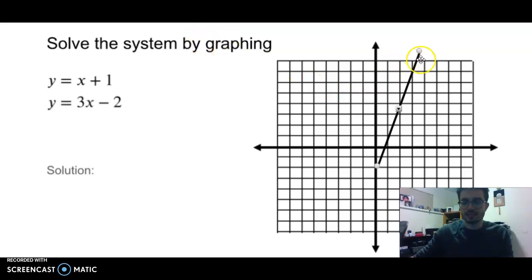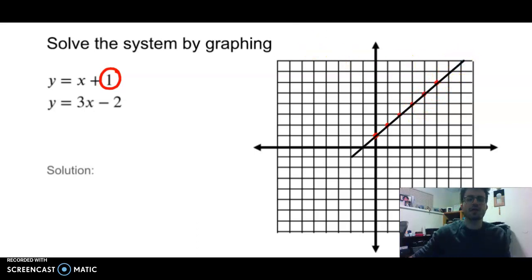So if we look at this example, I don't know why this line won't go away. There we go. So I have this first line. I have a y-intercept of 1, and then I have a slope of 1. So I'm going to go up 1, 1 to the right, and keep repeating. We see the pattern. Let's connect the line.